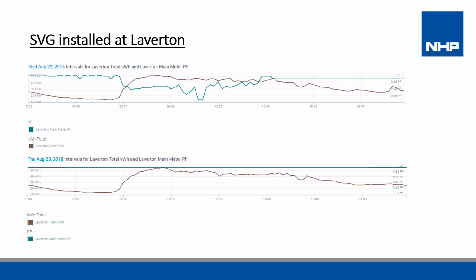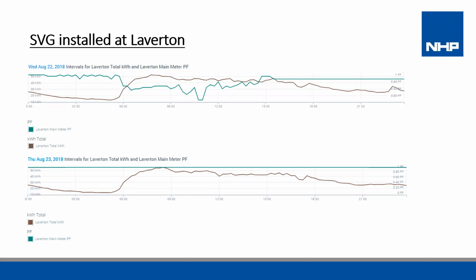Once we implemented the SVG, the power factor became very consistent, sitting at about 0.98 with no under or over compensation. The SVG effectively increased the efficiency of the entire site. This was installed in August 2018 and is still running to this day.